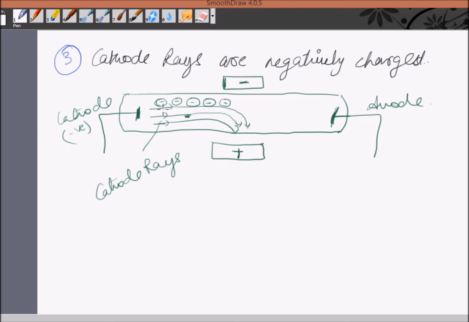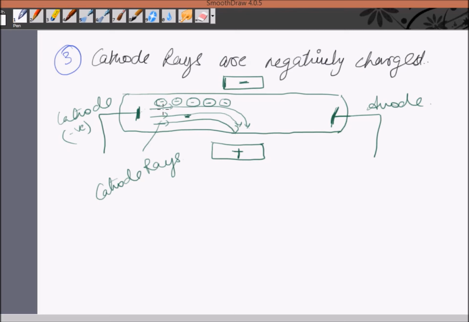When an electric field is applied in the path of cathode ray, they are deflected towards the positive plate of the electric field. We can see here in this diagram. So cathode ray can be deflected towards the positive plate of the electric field only if they have a negative charge. As we all know, positive and negative, that is opposite charges, attract each other. So the fact that cathode rays are deflected towards the positive plate of an electric field shows that the cathode rays are made up of negatively charged particles, that are electrons.